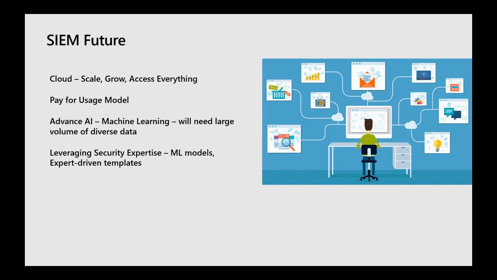With that being said, cloud models lean more toward the pay-per-usage model, and Sentinel already offers that. Advanced AI and machine learning will require large volumes of data. So those that can provide the most amount of data, the most diverse amount of data, will have the best machine learning. And then lastly, leveraging security expertise between the machine learning models and the expert-driven templates. This is where everyone is looking to go to become experts in this space. Fortunately, Microsoft has already been a leader in AI and machine learning, and with Azure, they have such a large footprint of data that the models can learn from. They already have a significant advantage there.